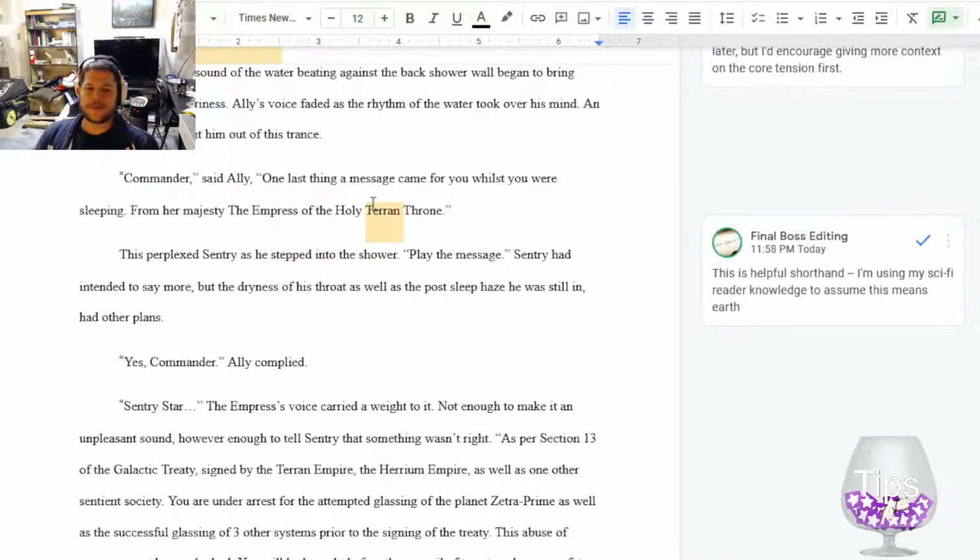The perplexed Sentry as he stepped into the tower. Play the message.